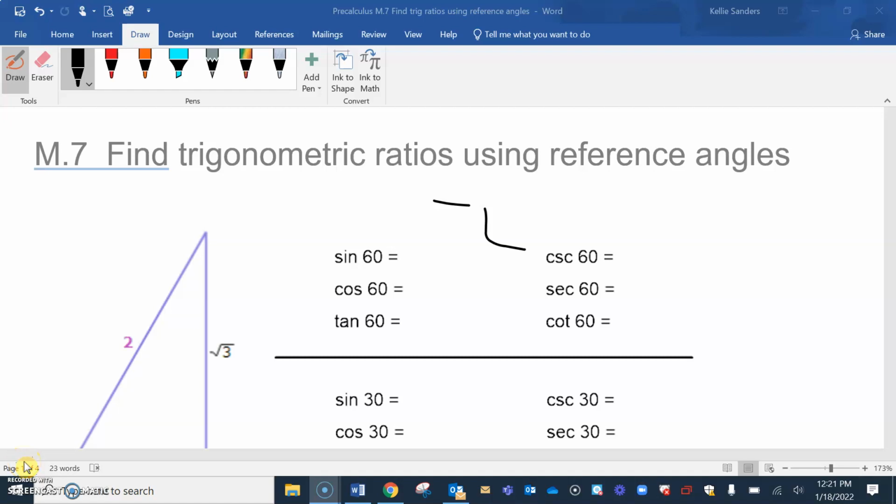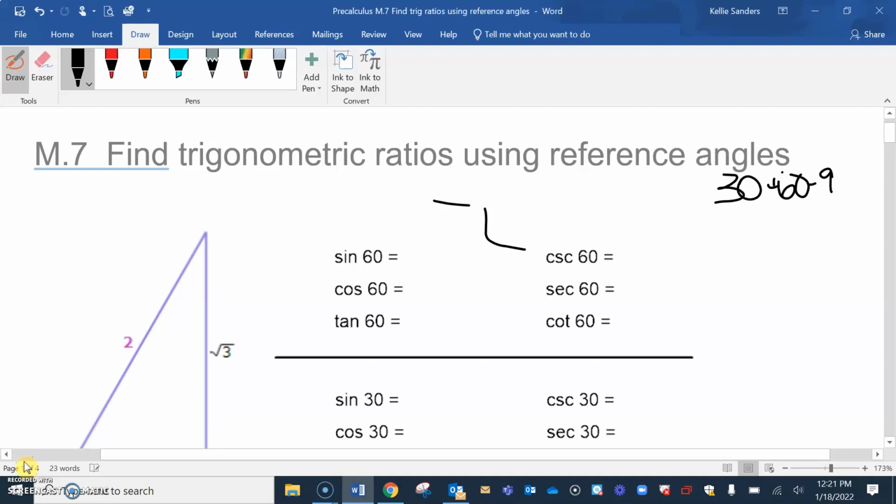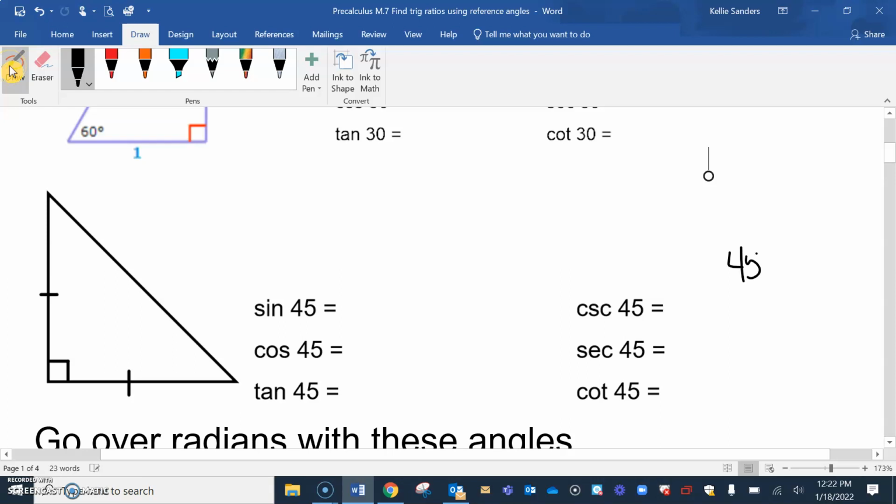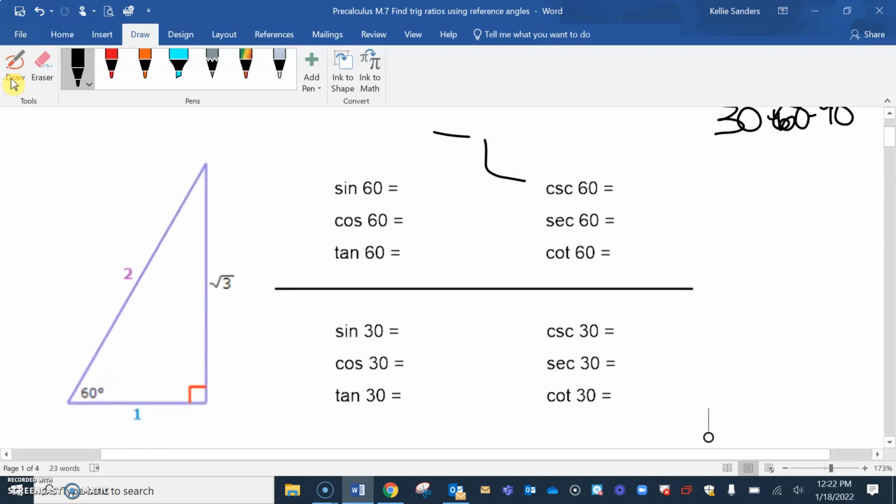M.7 Find trigonometric ratios using reference angles. And on this, we're mostly going to be talking about 30, 60, 90 triangles. I'll explain that better in a minute. And 45, 45, 90 triangles. Okay, so if you're taking an ACT, there is trig on the ACT, and one of these questions that we're talking about here will be on the ACT for the trig part.